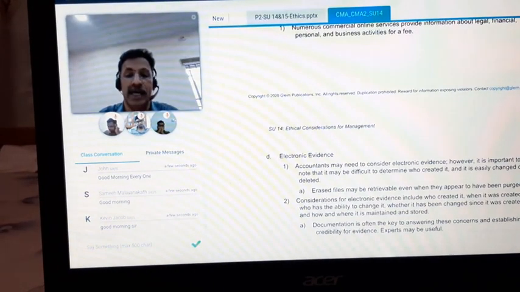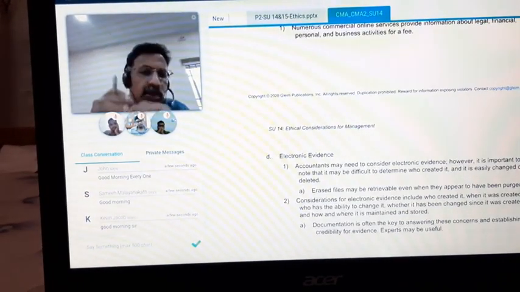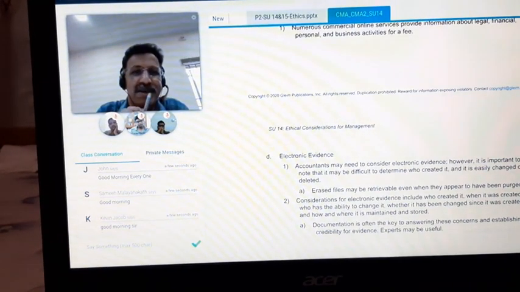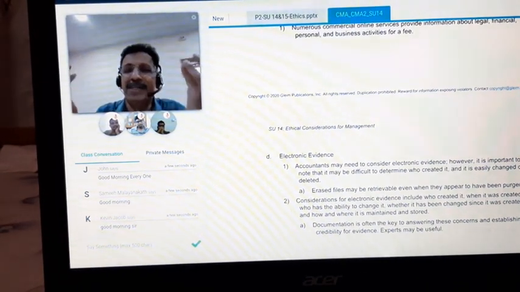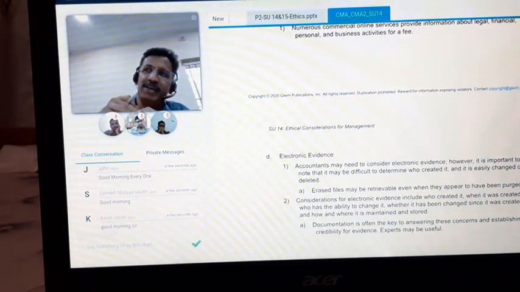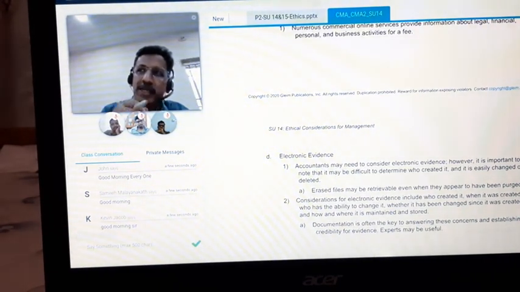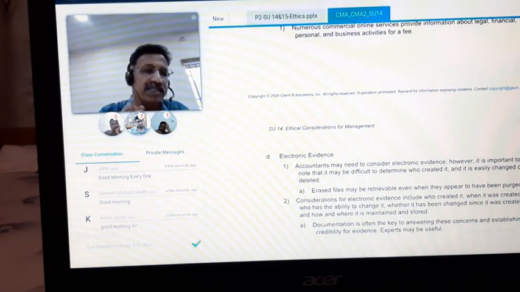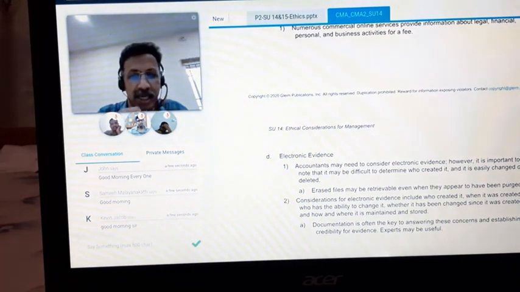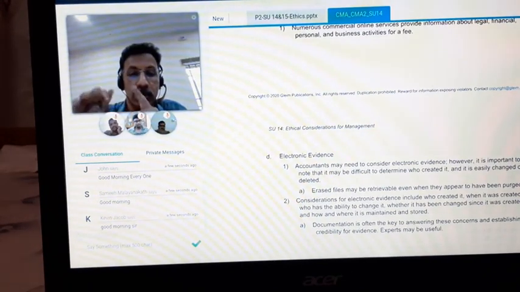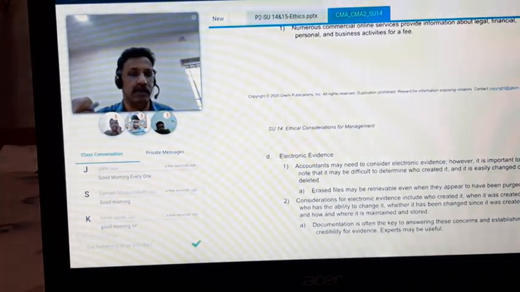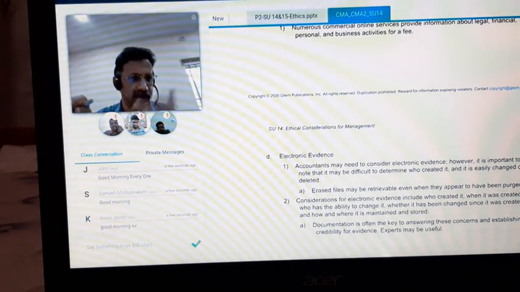When it comes to electronic evidences, you should have some kind of technical knowledge. We all know that computer files can be easily deleted, but in fact, it may be easy to delete, but it will be very difficult to completely delete personal information. When you delete a file, that will be there in the trash, right? The recycle bin. You can always retrieve that.